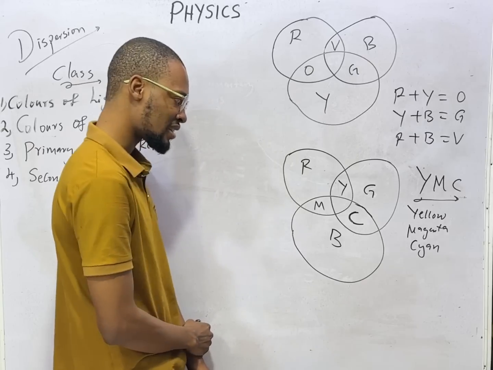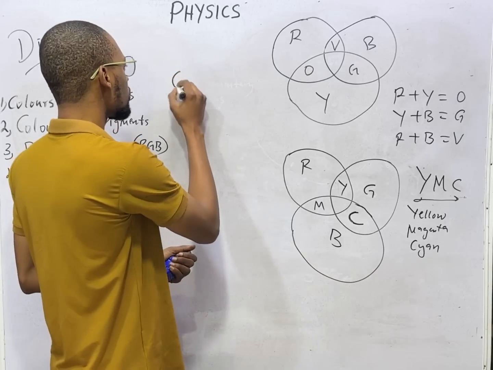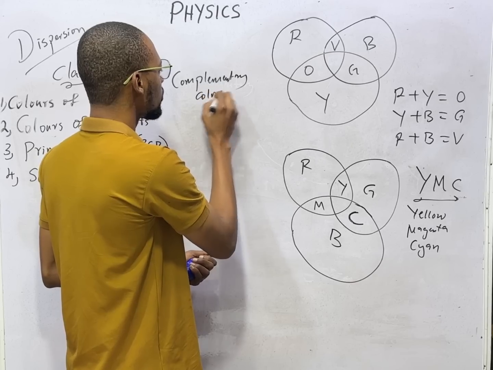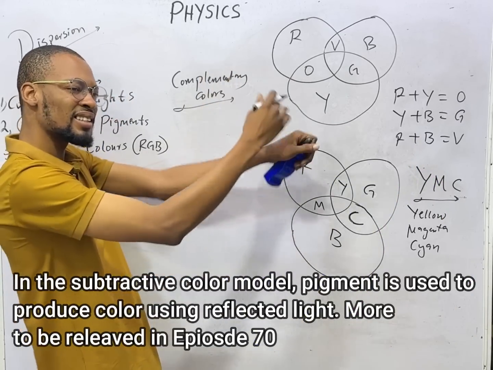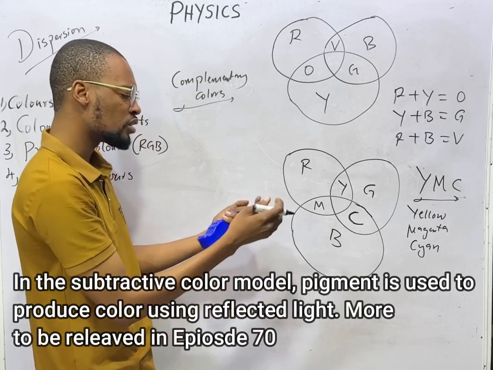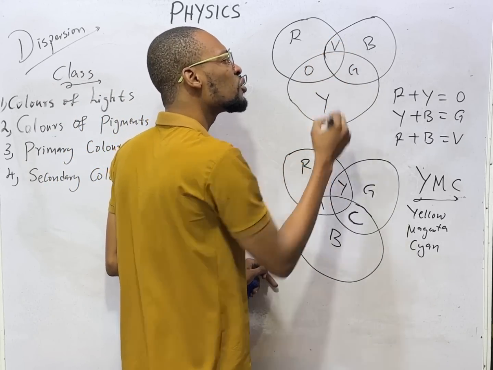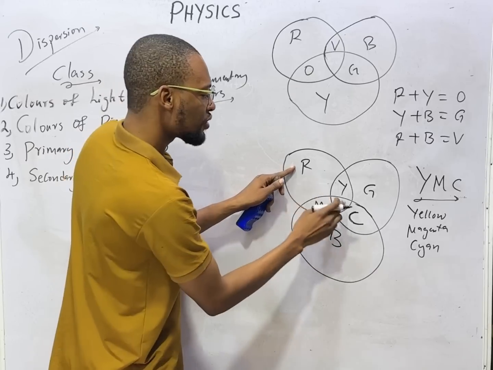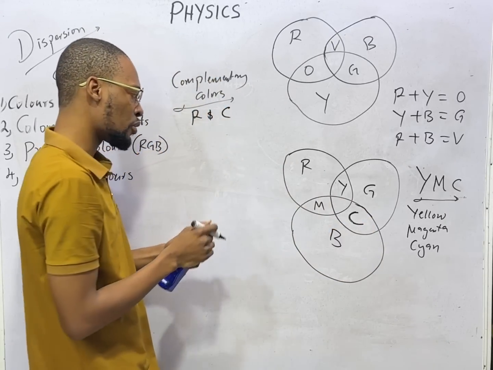Before we proceed, there is something called complementary colors. In this chart, any colors that are directly facing each other are complementary. With this, you can get a lot of things. If you can draw these two diagrams, you will not need to cram to answer questions on color mixing. For example, red and cyan are facing each other like this. So red and cyan are complementary.